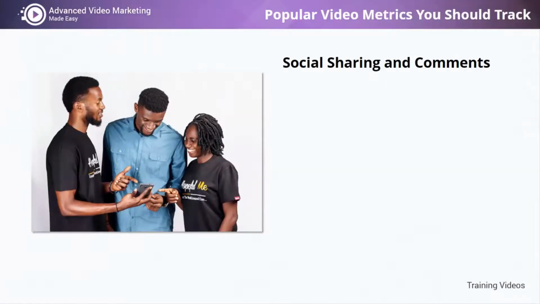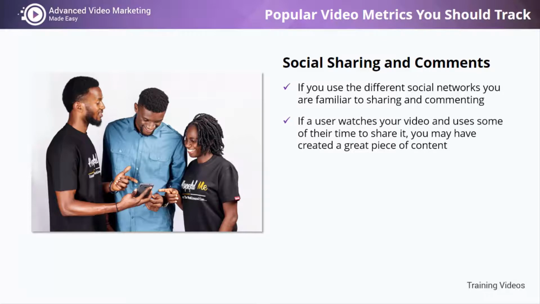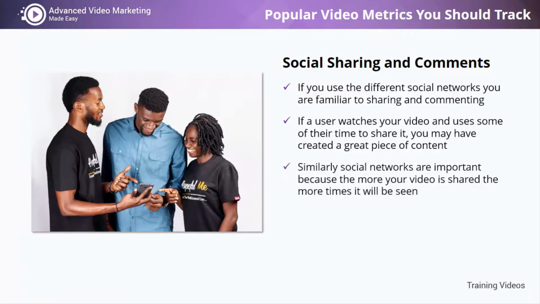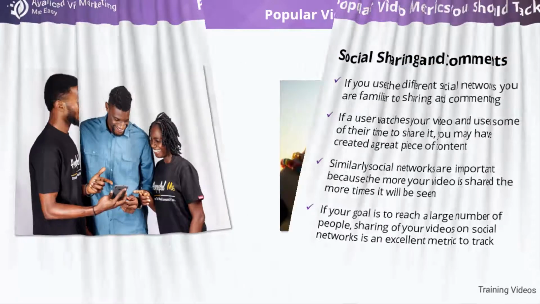Social sharing and comments. If you use different social networks, you are familiar with sharing and commenting. Comments and social actions are excellent indicators of the significance of content with its target audience. If a user watches your video and uses some of their time to share it, you may have created a great piece of content. Similarly, social sharing is important because the more your video is shared, the more times it will be seen. If your goal is to reach a large number of people, sharing of your videos on social networks is an excellent metric to track.